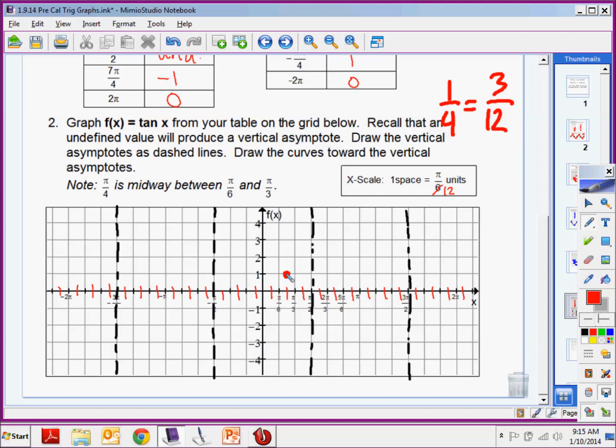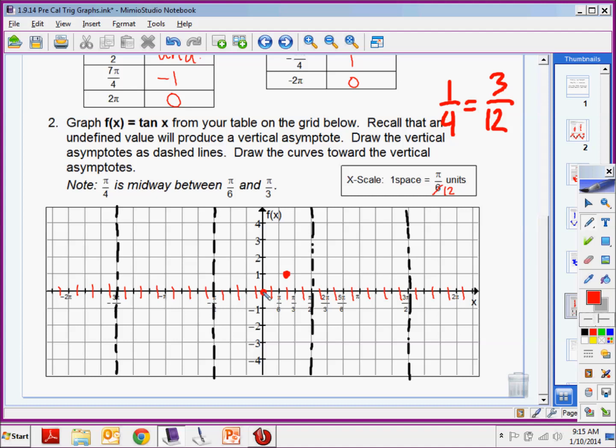You have to take what you have and make it match your scale. Alright, where are we now? Pi over 2? We already did. Oh, we forgot 0. Okay, what's next? 3 pi over 4. So where would 3 pi over 4 lie?